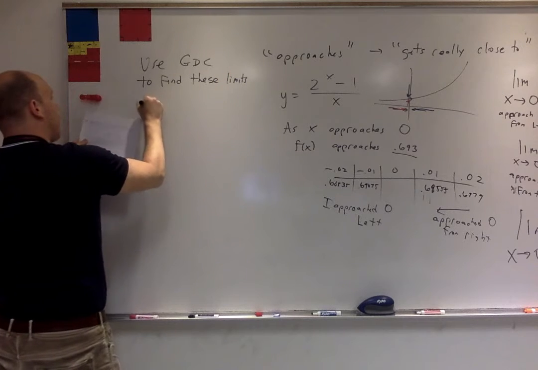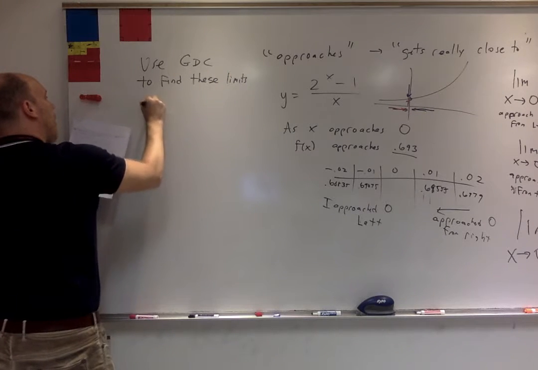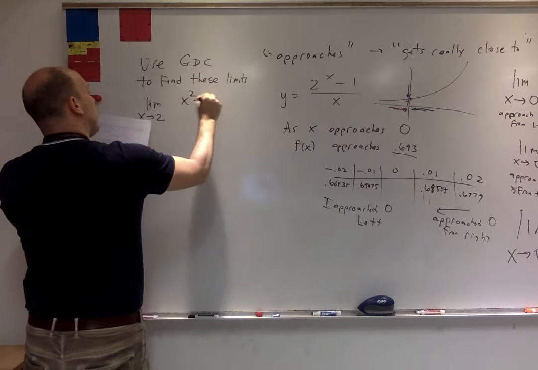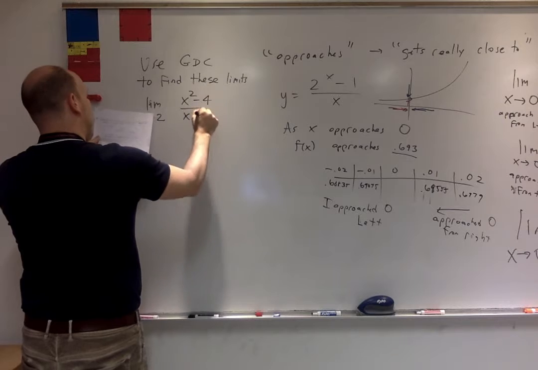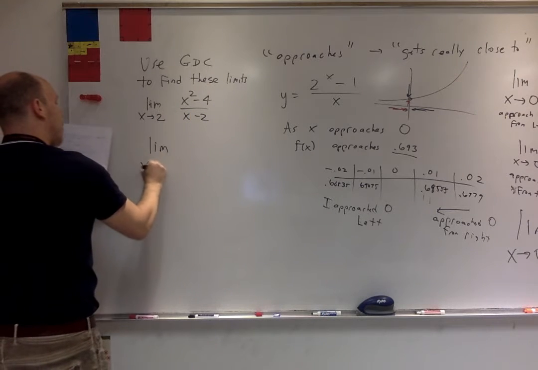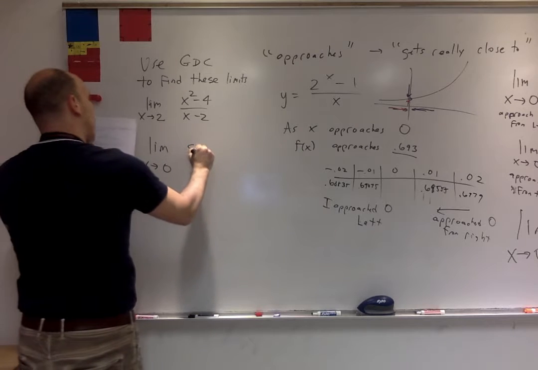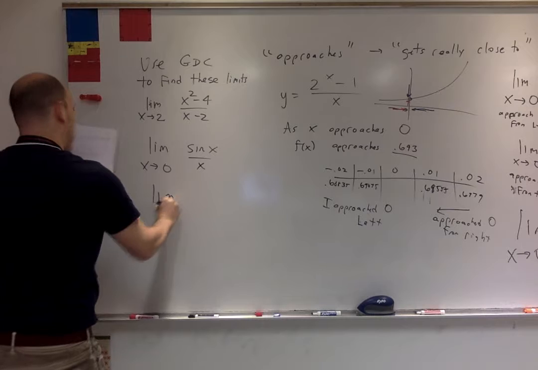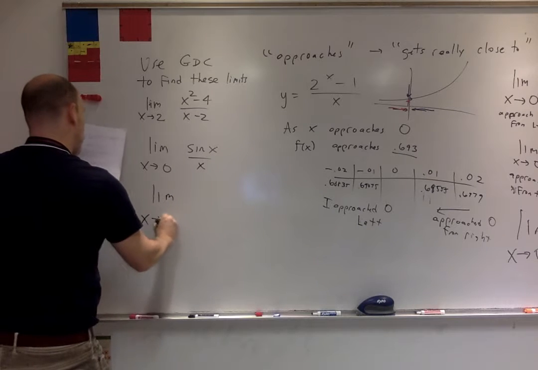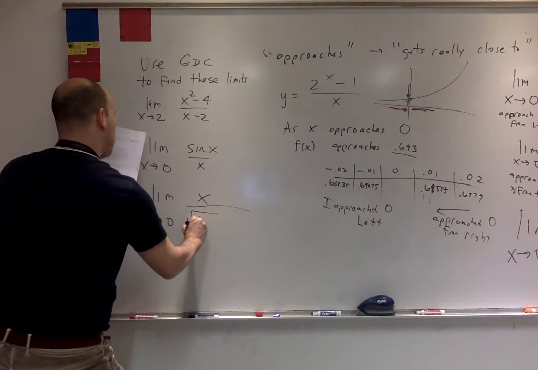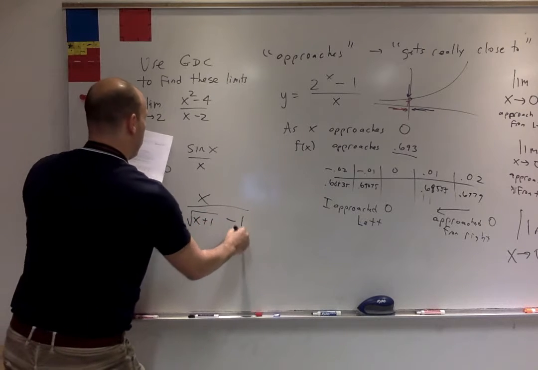So let's see, I want you to find the limit as x approaches 2 of (x squared minus 4) over (x minus 2). I'd like you to find the limit as x approaches 0 of sine of x over x, and I want you to find the limit as x approaches 0 of x divided by radical (x plus 1) minus x.